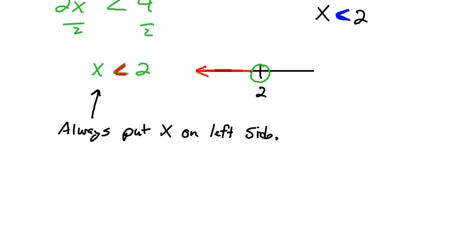Okay, last thing here, interval notation. You're going from negative infinity up to 2. And again, the 2 has an open circle, so that means you're going to use parentheses. So that would be your answer in interval notation.